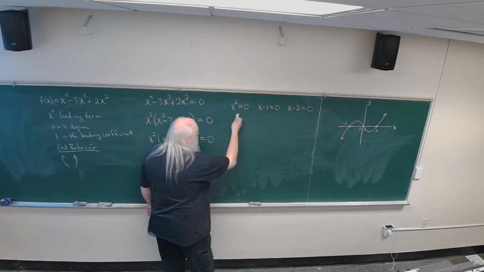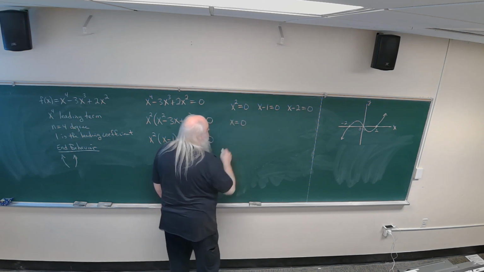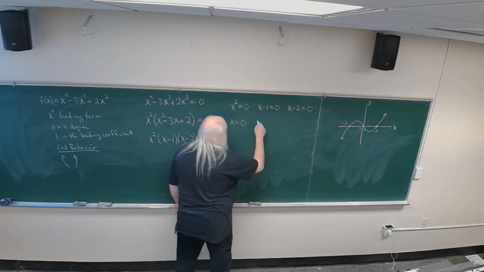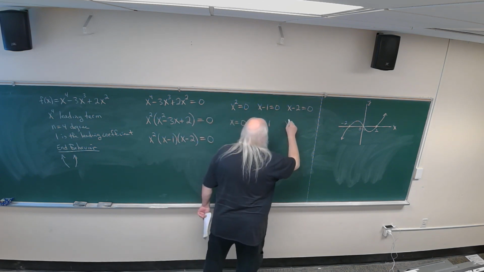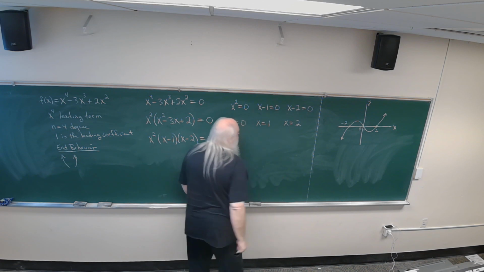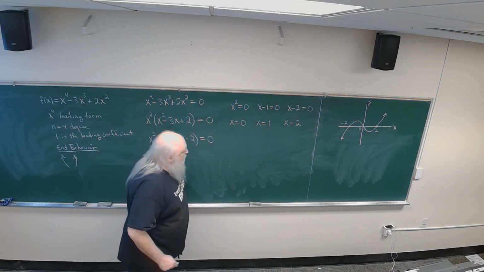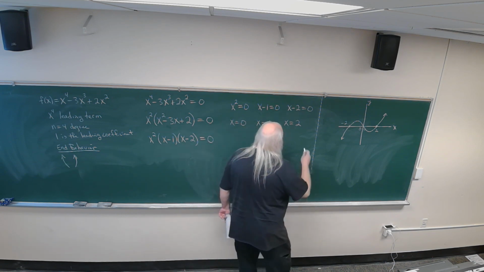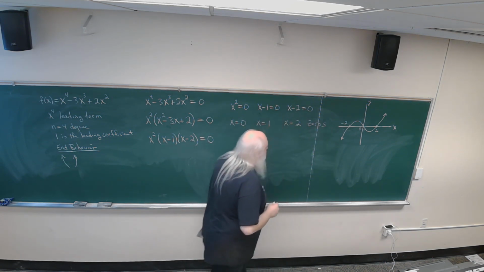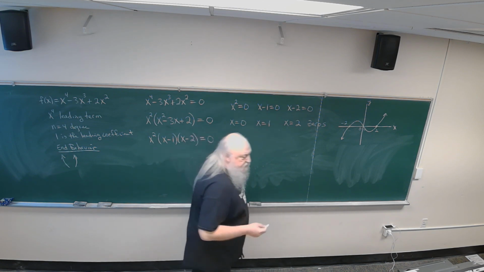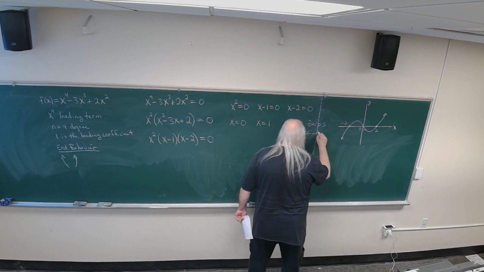In the first one, you take the square root of both sides, you get x equals 0. In the second equation, you add 1 to both sides, you get x equals 1. In the third equation, you add 2 to both sides, you get x equals 2. So these are the zeros of our polynomial function, which are also the locations of the x-intercepts.